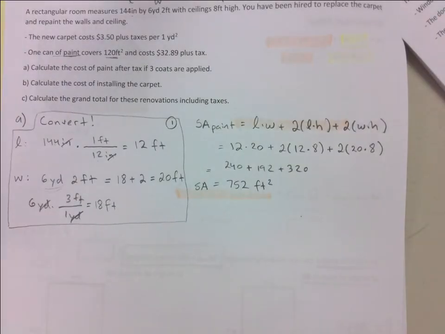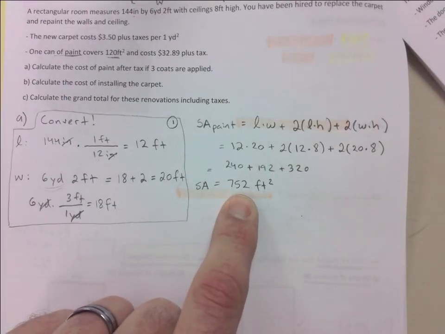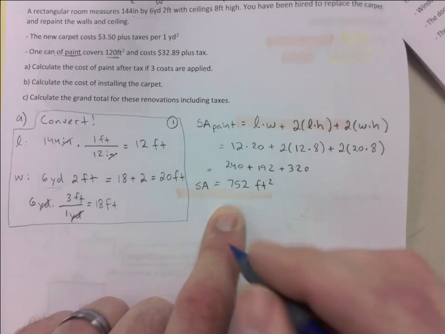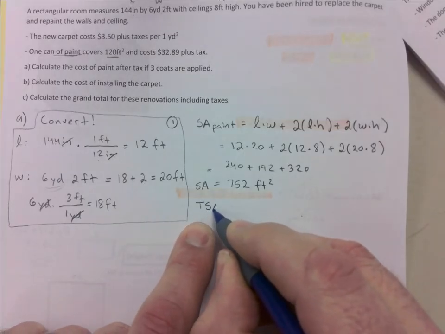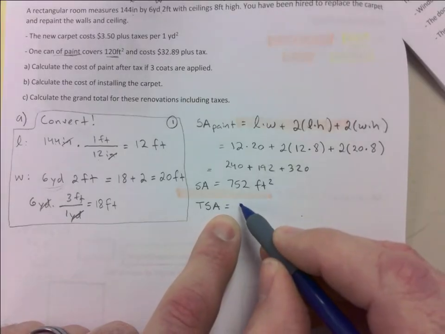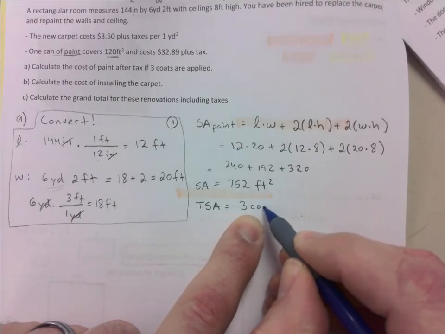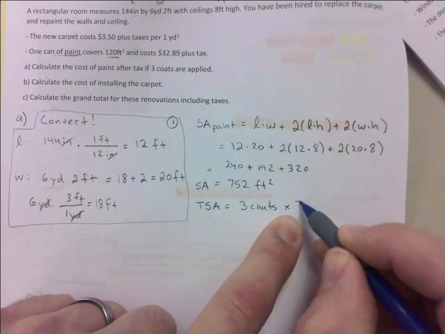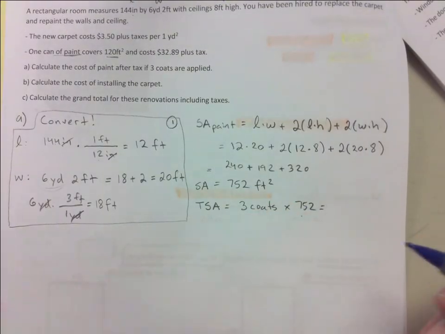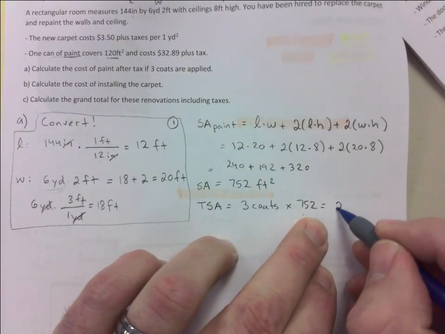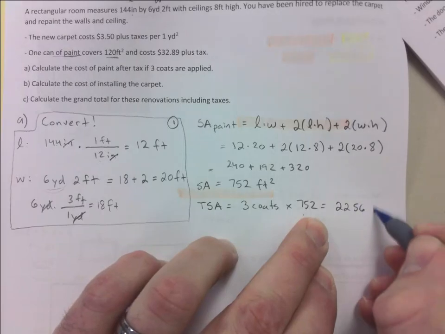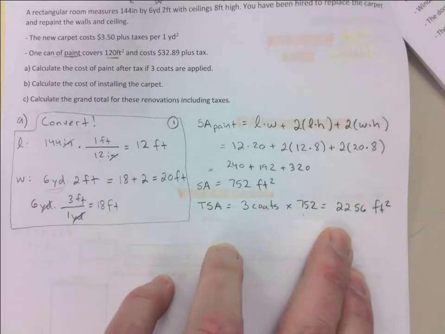And before you say, oh, that's what I'm painting, how many coats are we doing? 3, right? 3 coats. So total surface area, TSA is total surface area. You go 3 coats times 752. You want to do that right away. 3 times 752, that's the equivalent of that many square feet.